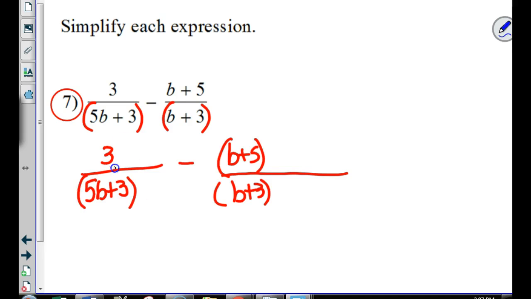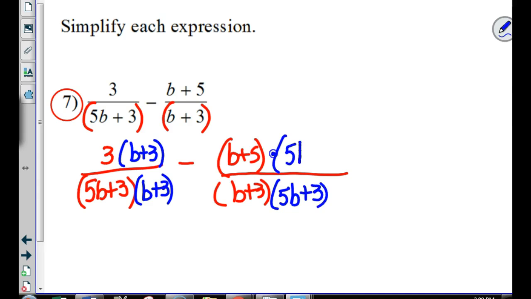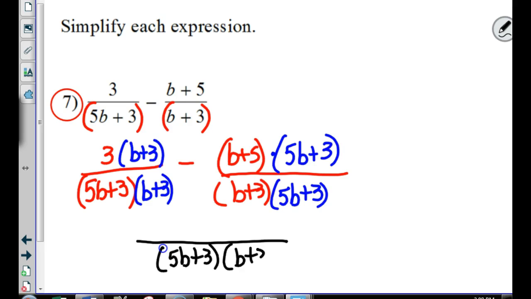So what's the new denominator going to have? Yeah, the 5b plus 3 and a plain old b plus 3. So here I have to put that top and bottom. This one has a b plus 3. It's going to need a 5b plus 3. Does everybody understand that it doesn't matter that I put one at the front, that the order's different on the bottom? They're the same thing, right? So the new denominator is a 5b plus 3 and a b plus 3.